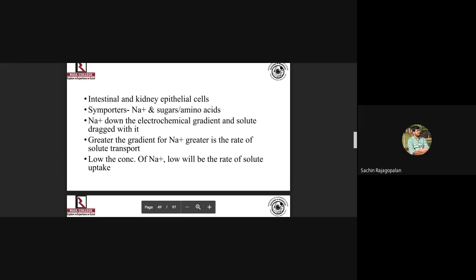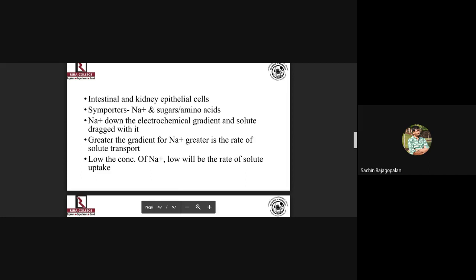Now, as I told you that sodium can be involved in antiport, sodium may also be involved in symport, wherein some symporters take sodium ion and sugars or amino acids together. So one space is occupied by sodium ion and the other space is occupied by, say, a specific sugar or a specific amino acid, depending on what the transporter is for. And then the sodium is taken along with the sugar inside the cell.